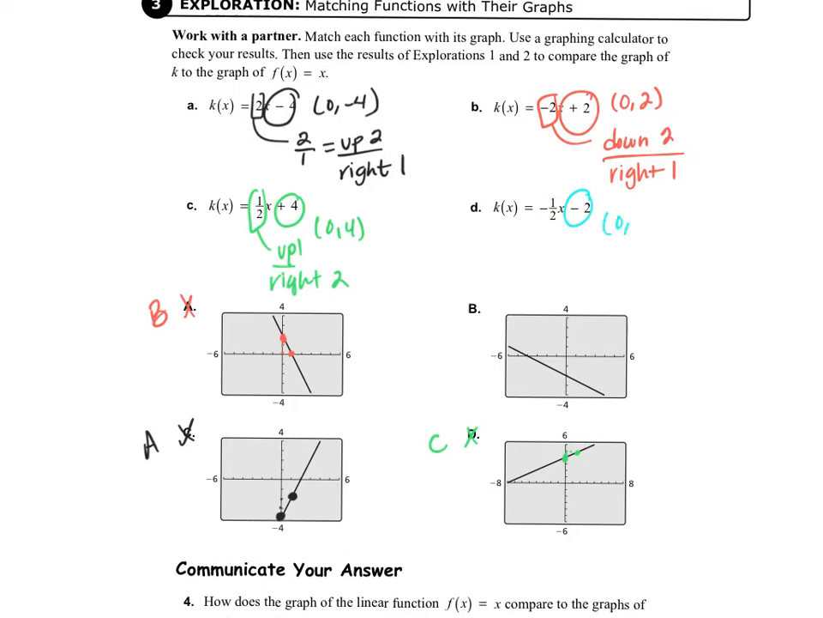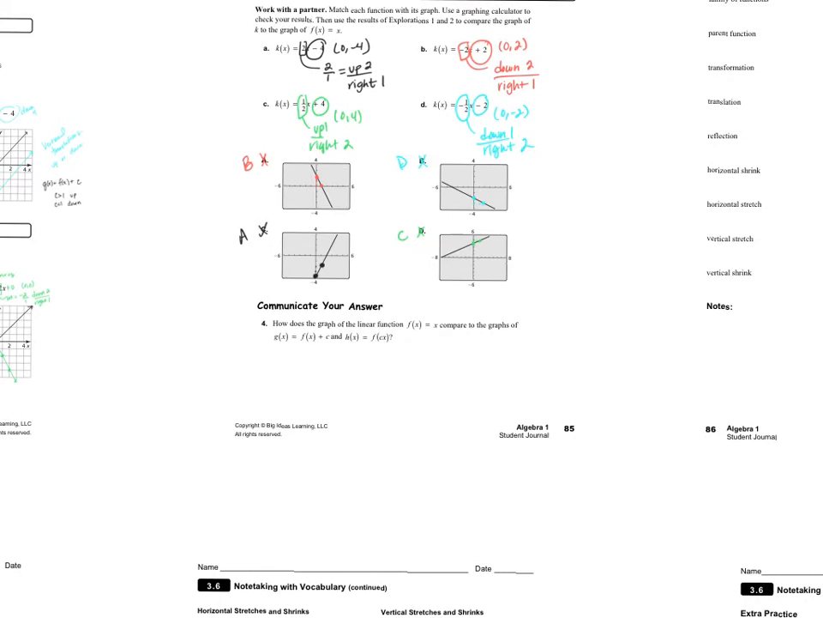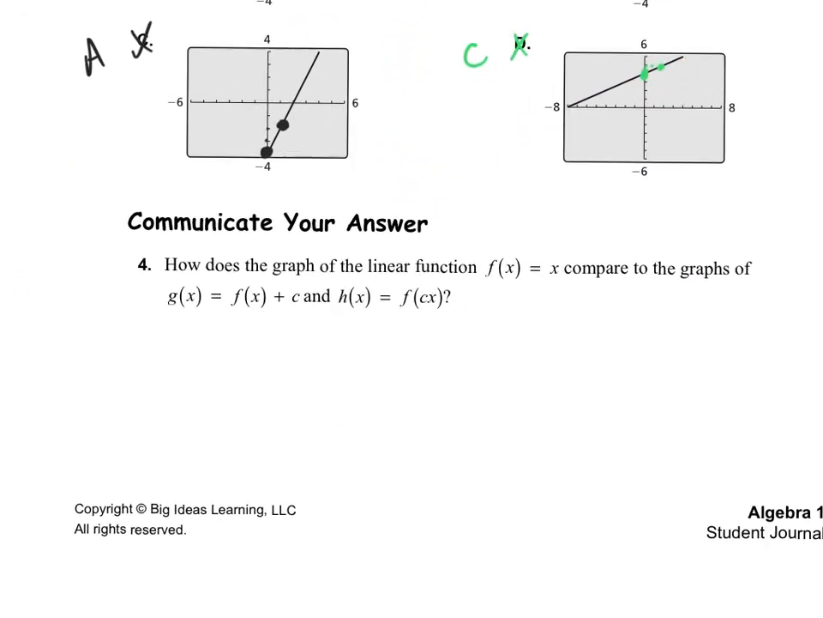We start at 0, negative 2. And our slope says down 1, right 2. And then so we're going to go up 1. Oh, sorry, down 1 to the right 2. So this is D. Okay, so let's talk about transformations now. Let's start working on that.